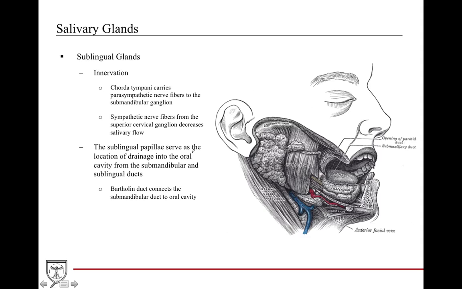So the sublingual glands are actually innervated by the chorda tympani and carry parasympathetic fibers to the submandibular ganglion. Sympathetic nerve fibers, of course, just control salivary flow. The sublingual papilla serve as the location of drainage into the oral cavity from the submandibular and the sublingual ducts. So Bartholin's duct actually connects the submandibular duct to the oral cavity. So you've got Stensen's for parotid and you've got Bartholin's for sublingual.